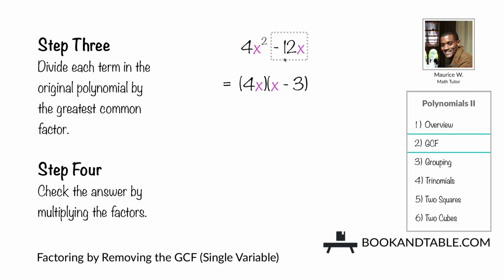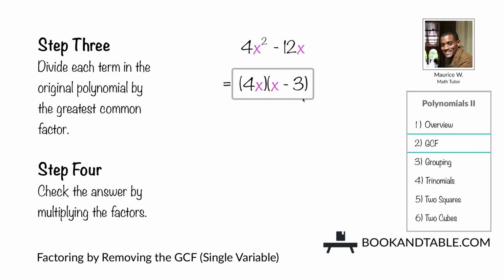And now you divide the second term by 4x, giving you negative 12 divided by 4 is negative 3. X divided by x is 1. Negative 3 times 1 is negative 3. So we wind up with the factors of 4x times x minus 3 as our answer.